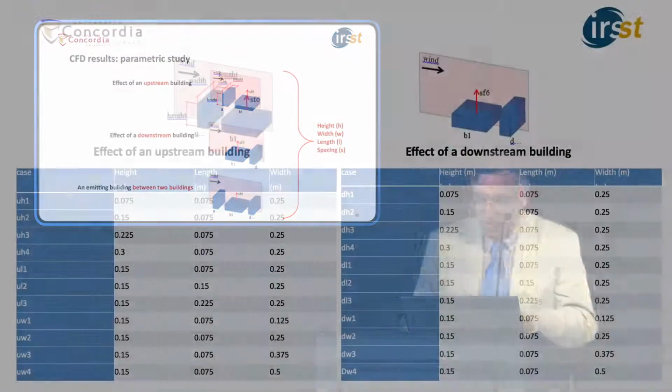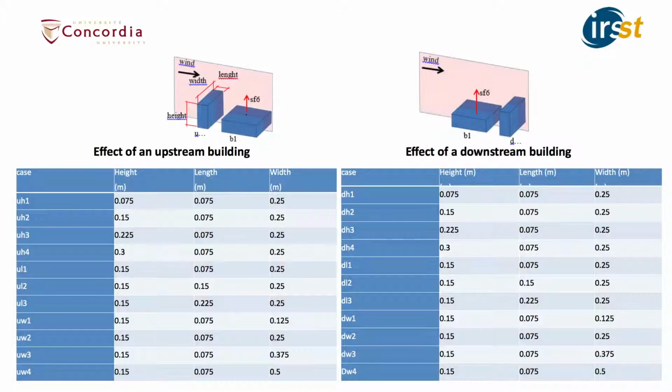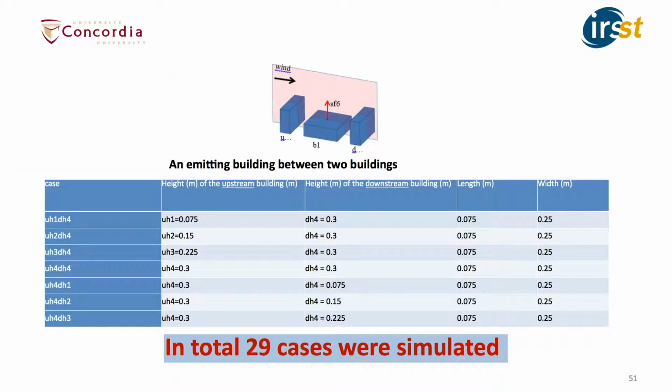Follow me. Okay. So let's look at the parameters here that we have. Too many numbers here, but this is just to show you the different cases that we have examined computationally, okay? And in total, there were 29 cases that were simulated. It's quite a high number to really cover a number of realistic conditions, realistic situations.